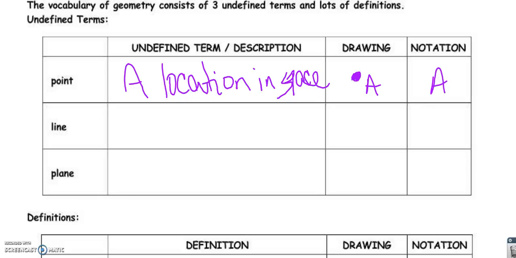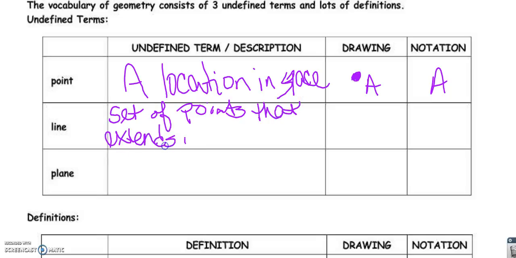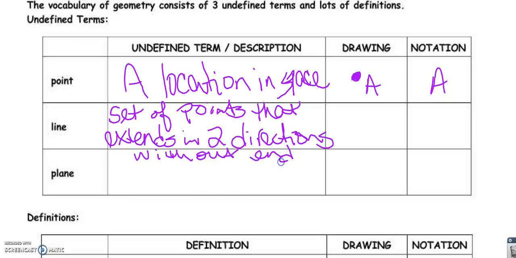Now a line is a set of points, sorry about the writing, that extends in 2 directions without end. Okay, think about it. What does it mean without end? It means it goes forever. So when I draw it, what means it goes forever? What do you need to draw?